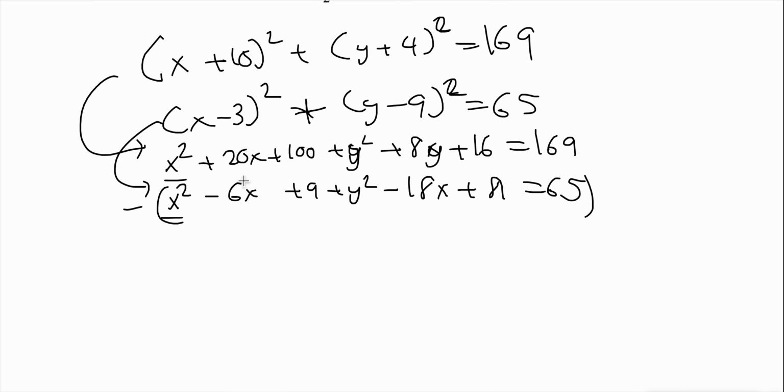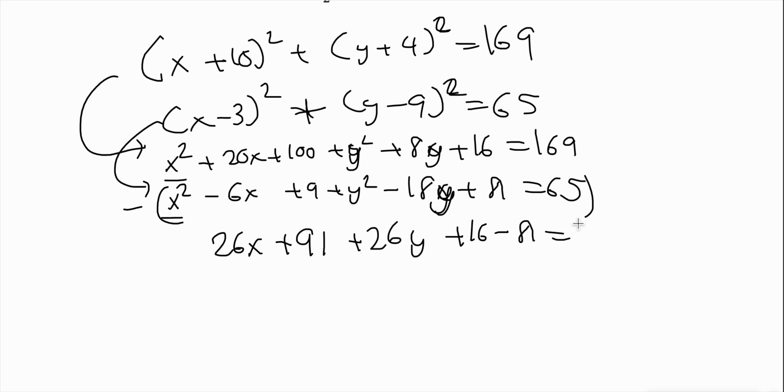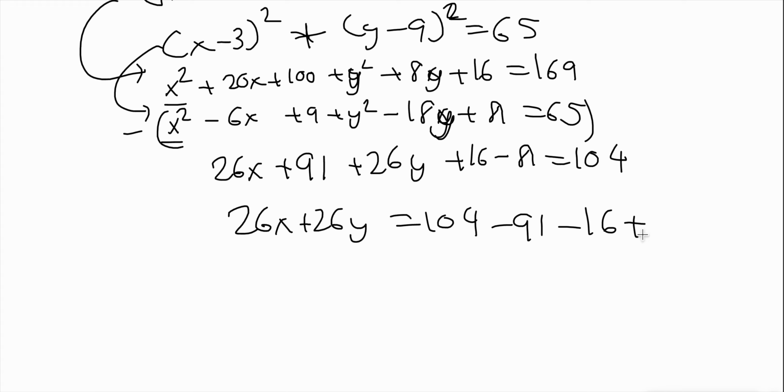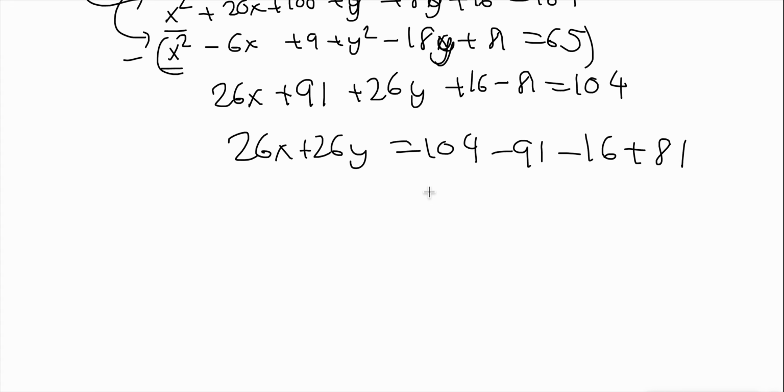So x squared and x squared cancel. This is 26x plus 91. The y squared terms cancel, plus another 26y, plus 16 minus 81 equals 104. So you get 26x plus 26y equals 104, and then we have to subtract a 91, subtract a 16, and add an 81. And so now we can just go through and solve this side of the equation.